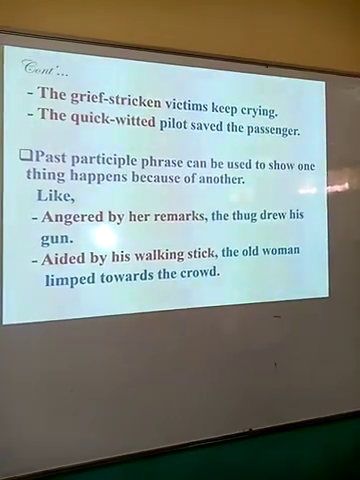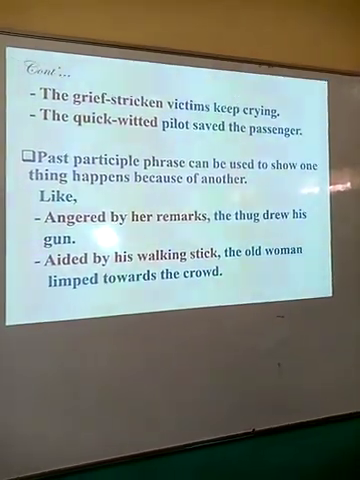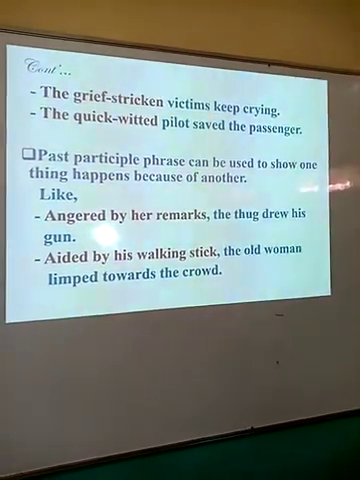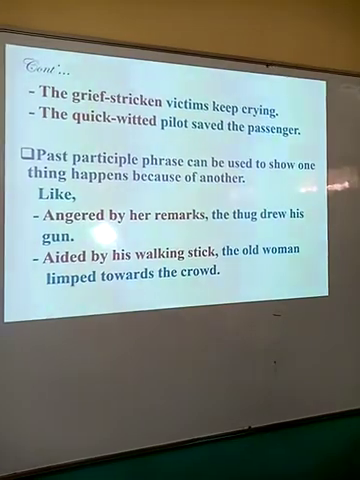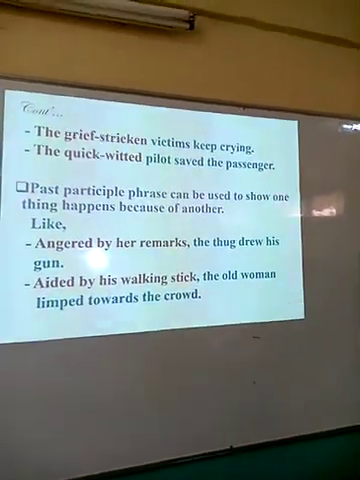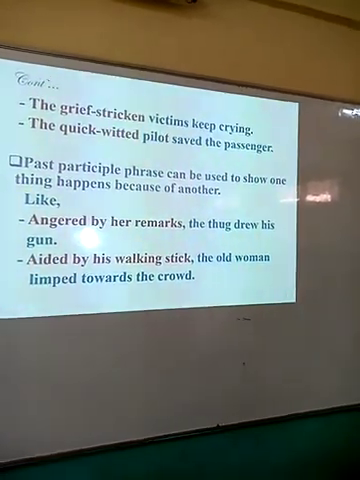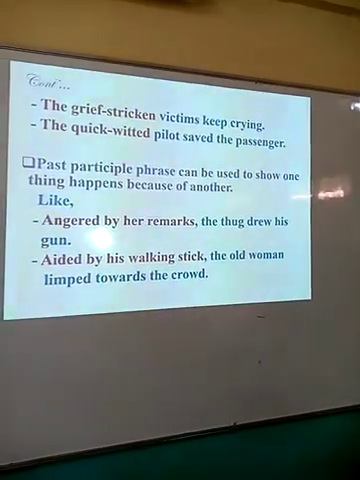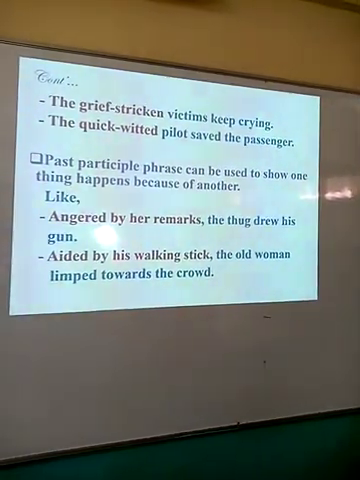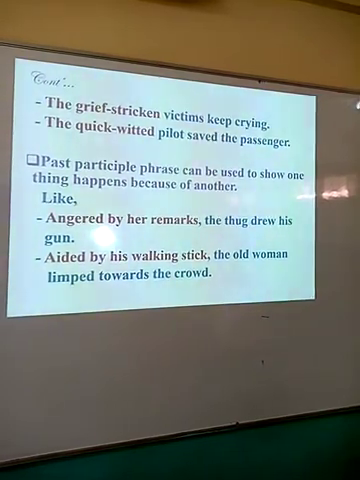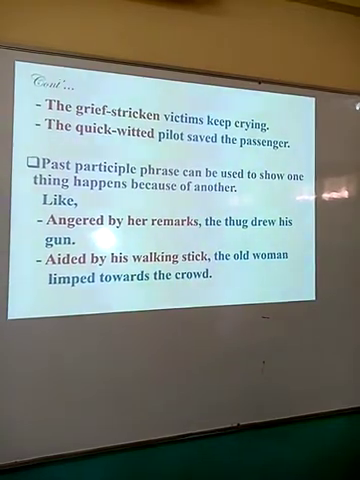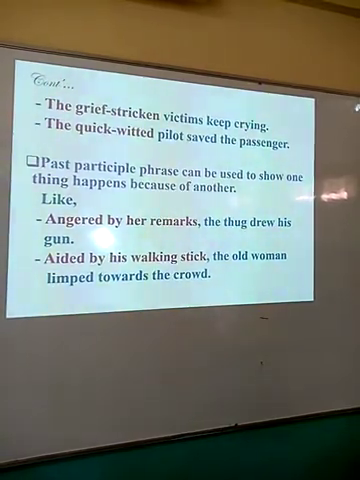Sentence number 2, aided by his walking stick, the old woman limped towards the crowd. The first action is the walking stick, and the second one is the movement towards the crowd. So it is aided by the walking stick, the old woman limped towards the crowd. Aided by his walking stick is our past participle. It has been used to start a sentence and qualifies it to be a past participle sentence. Similar case with anchored by her remarks.